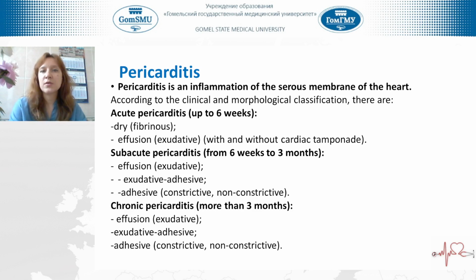Pericarditis is inflammation of the serous membrane of the heart. According to the clinical and morphological classification, there are acute, subacute and chronic pericarditis. Acute is up to 6 weeks. It can be dry fibrinous or effusive exudative, with or without cardiac tamponade. Subacute pericarditis is from 6 weeks to 3 months. It can be effusive exudative, exudative adhesive, constrictive and non-constrictive. Chronic pericarditis is more than 3 months: exudative adhesive and adhesive, constrictive and non-constrictive.